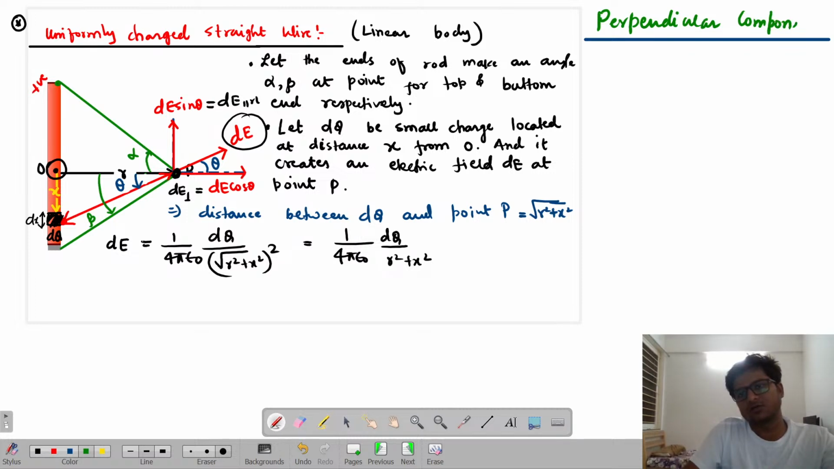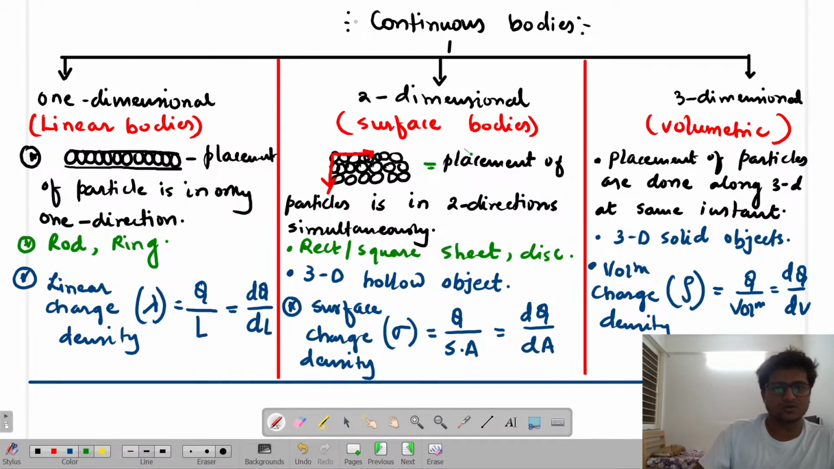Now, look carefully. Here we don't have any value of dq. So the question will arise: what is the value of dq, and how do we find it? Then our idea of continuous charge distribution appears, which I just explained, how we divide.